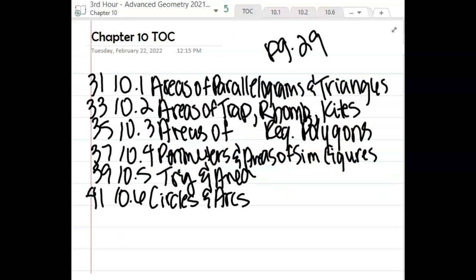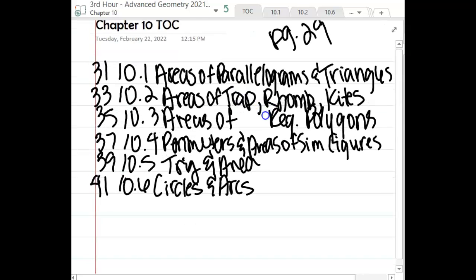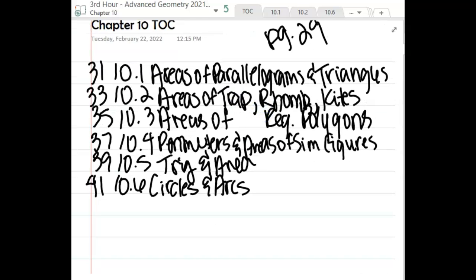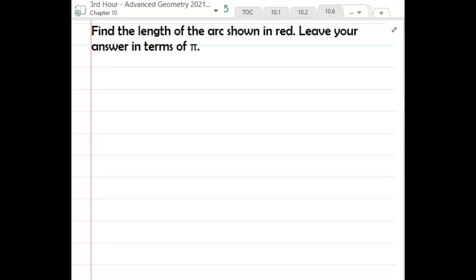Okay, let's get this glued into page 43. This is section 10.6 continued. All right, so first one, we want to find the length of the arc shown in red. If you don't have a red pen, that's fine. Maybe just kind of scribble over, make the arc that we're looking for darker.